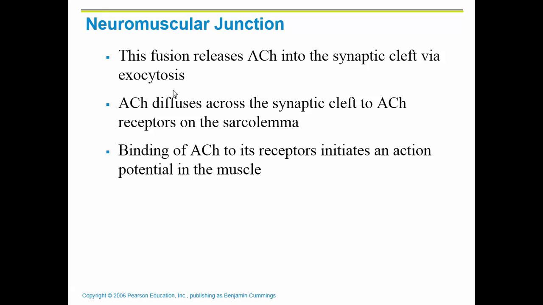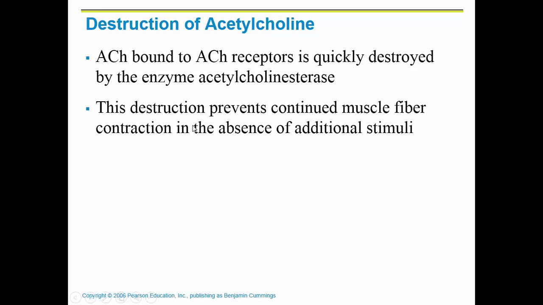Once the acetylcholine is released outside the axon, it's going to diffuse from high to low concentration across the synaptic cleft. And then there are these little cups or receptors on the sarcolemma, which is the cell membrane, to receive those. Once the acetylcholine binds to the receptors on the sarcolemma, then we can start the muscle contraction down the cell. Now, we don't want the muscle to continue to contract.